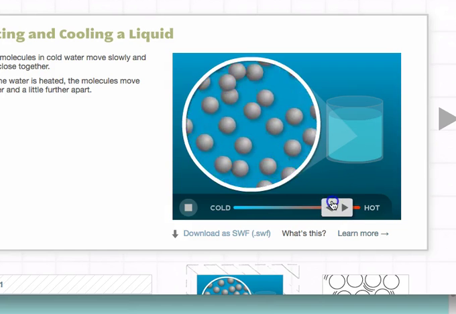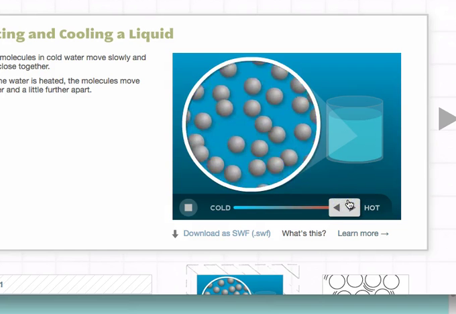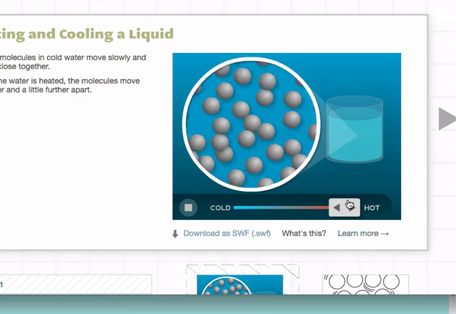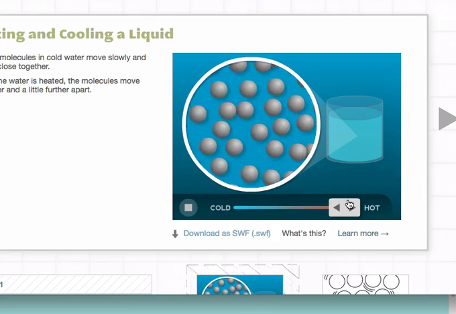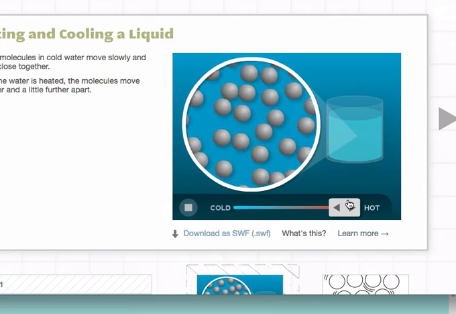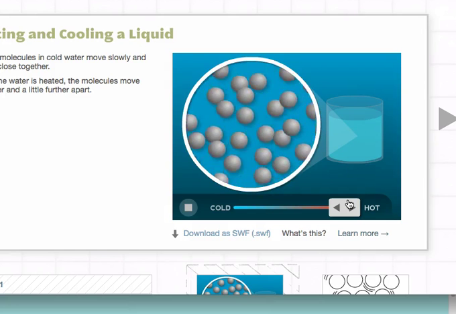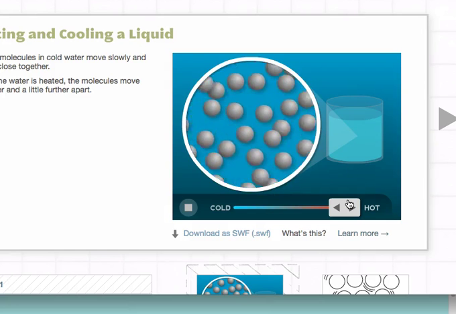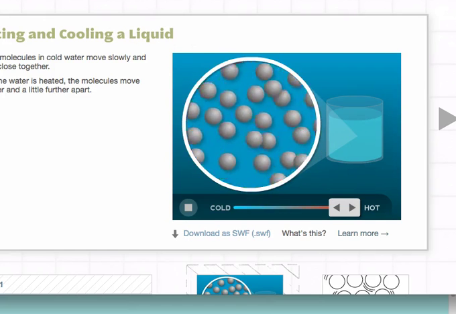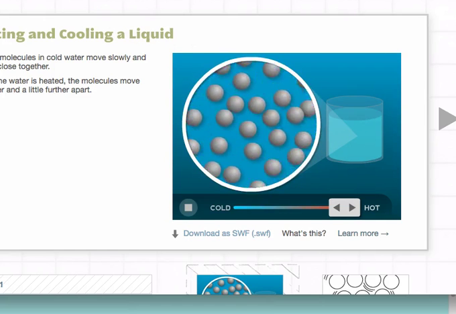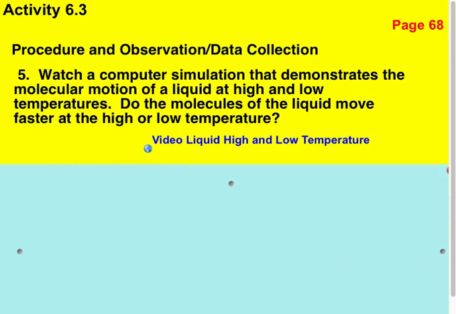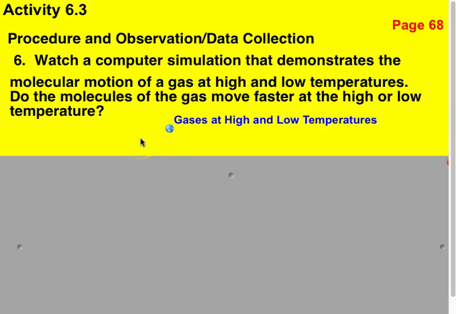What do you see happening? Go ahead and rewind the video if you need to, or just let it play here. Again, you're answering number 5: watch a computer simulation that demonstrates the molecular motion of a liquid at high and low temperatures. Do the molecules of the liquid move faster at the high or the lower temperatures? Go ahead, pause the video if you need to finish that question. All right, that was 5.